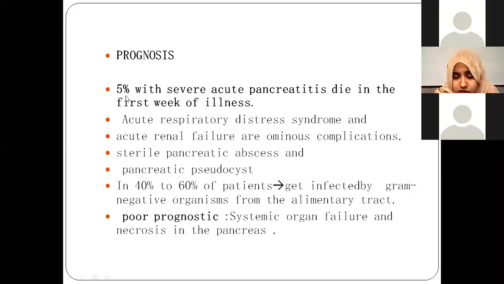Because of the pain, because of the shock, because of the sepsis, because of the autodigestion, because of the hemorrhage, ischemia, and enzymatic activity. Also, it can lead to acute respiratory distress syndrome, acute renal failure. It can also cause pancreatic pseudocyst formation, pancreatic abscess formation, and 40 to 60% of patients will get infected with gram-negative organism from the alimentary tract as well. So, its prognosis is not good if remain untreated.